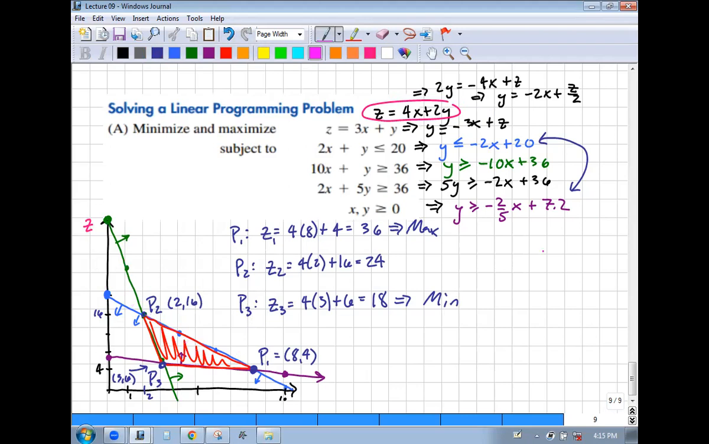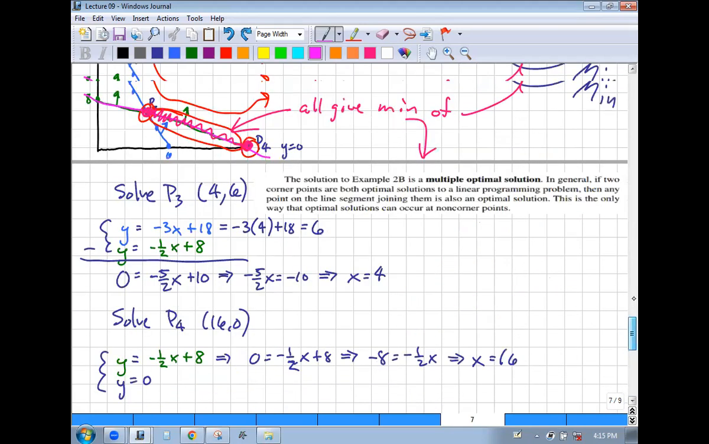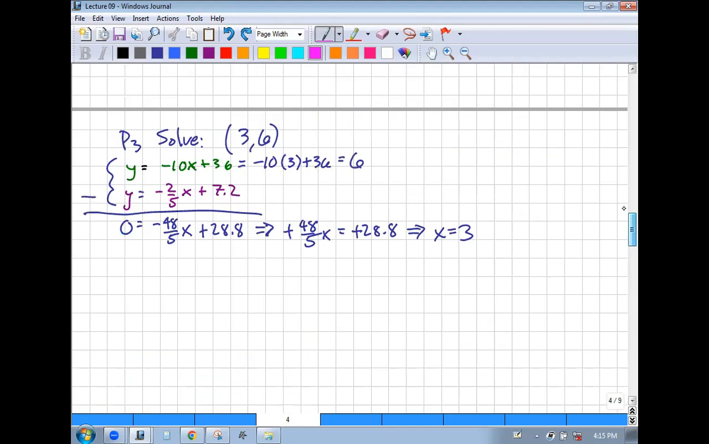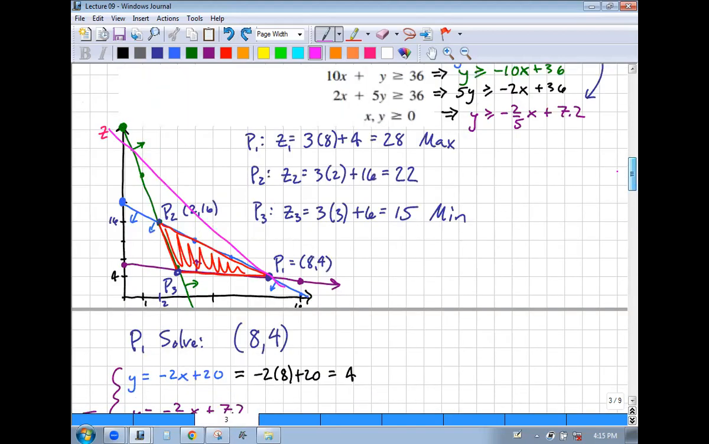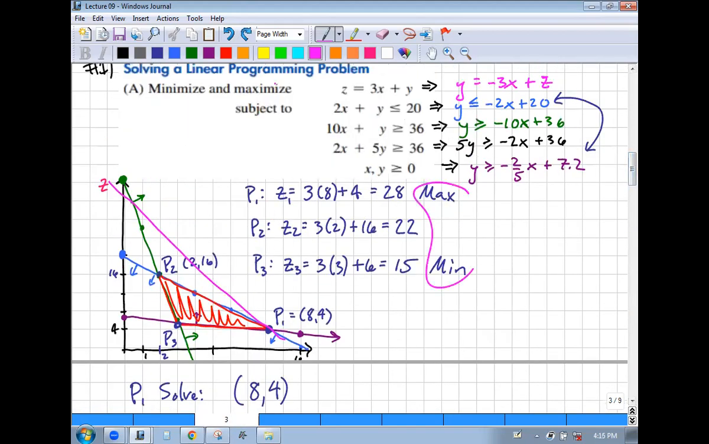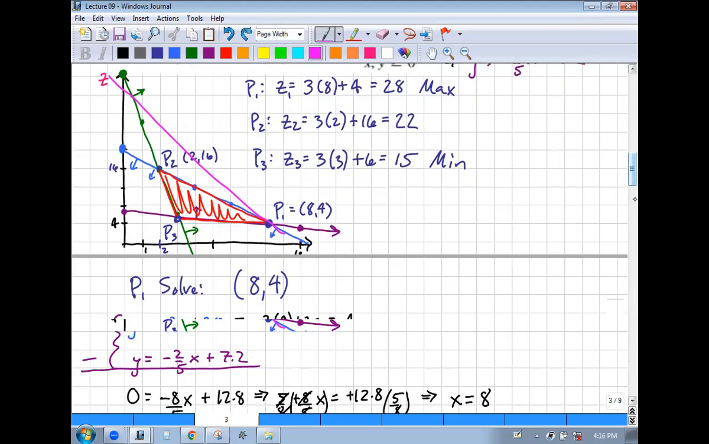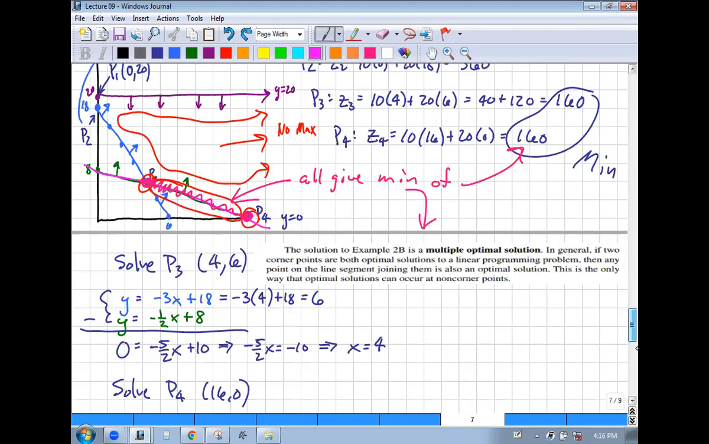So that wasn't too bad. All we had to do was change our z. We just had to plug in our points and see which one was the minimum and the maximum. We still got the same points with the same minimum and maximum. We just had different values. So that's not too bad. That's all they want us to do. We can do that.